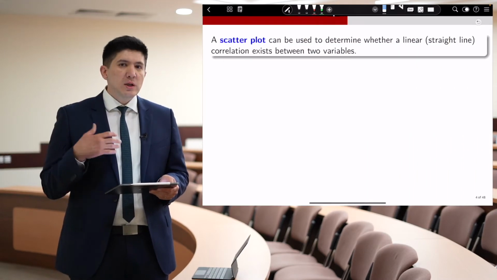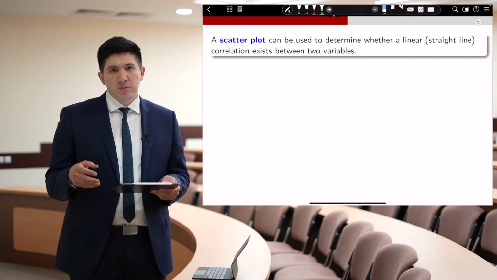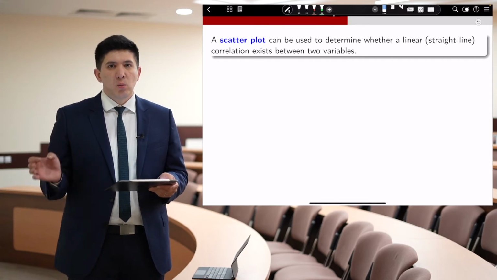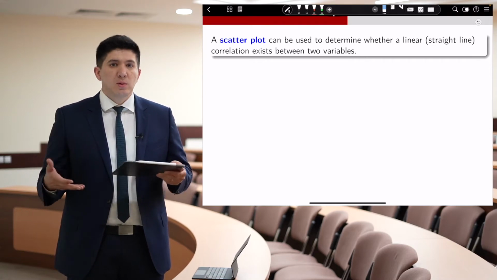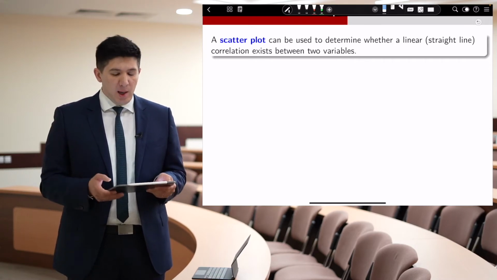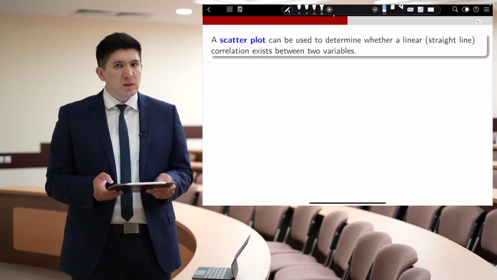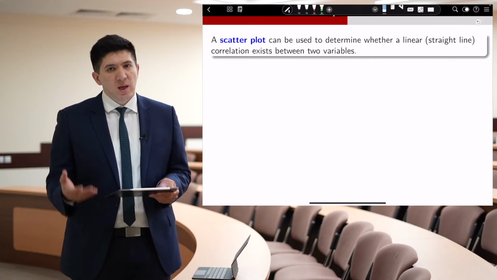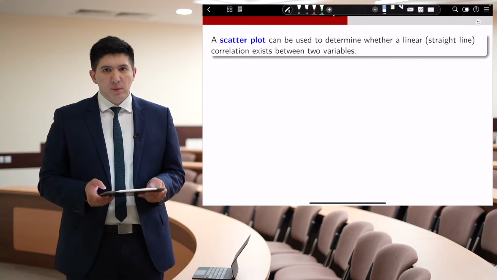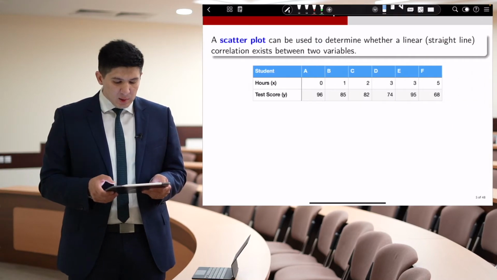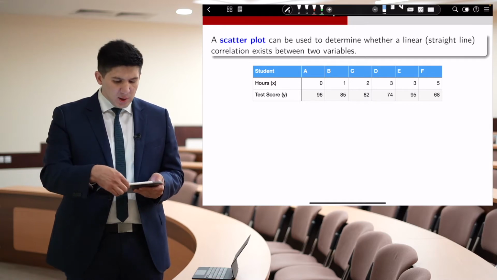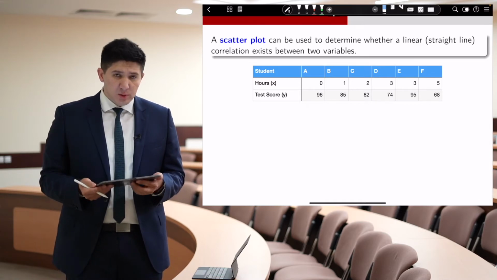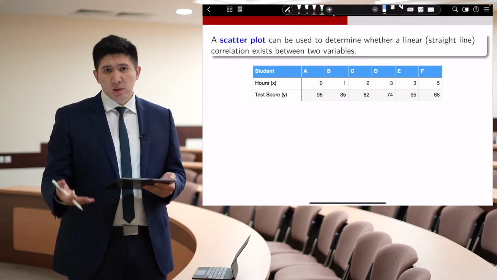I'm going to plot the ordered pairs of data x and y using a scatter plot. Again, I would be interested to know whether x and y are somehow related. One of the ways to see this relationship is to sketch its graph, and the scatter plot is the best way to do that. If you remember, the scatter plot has x and y coordinates.